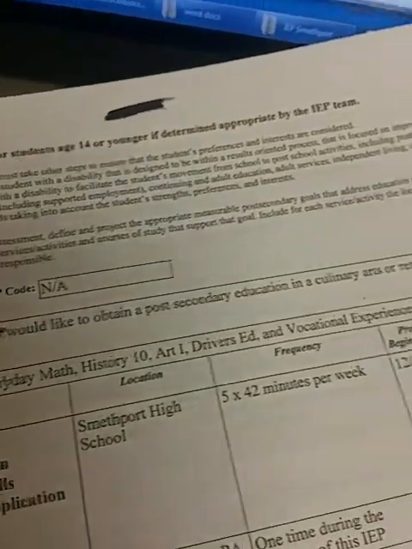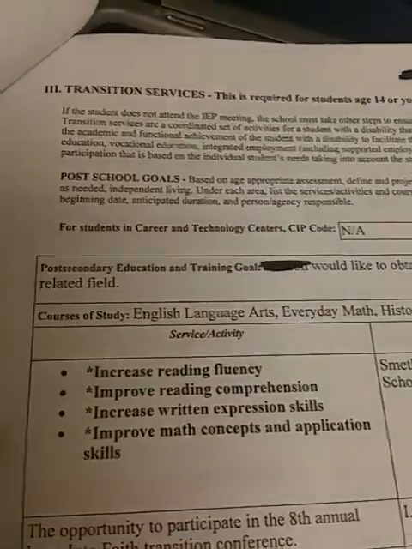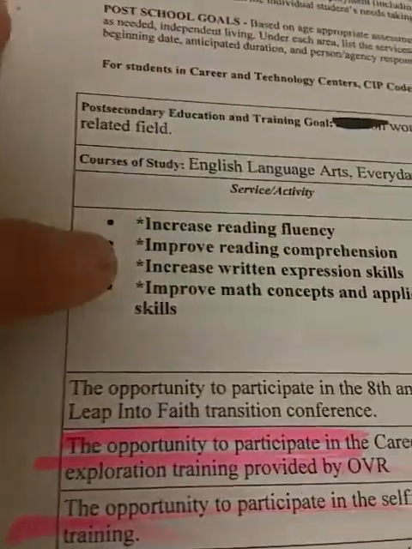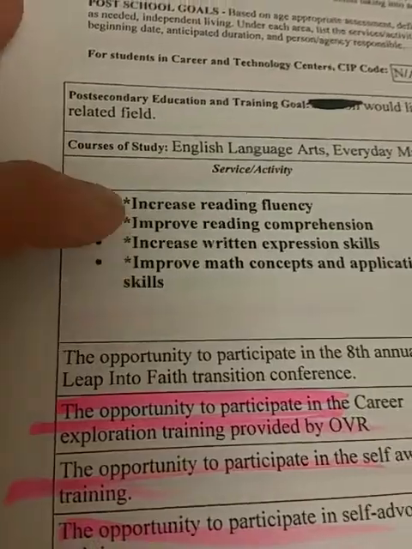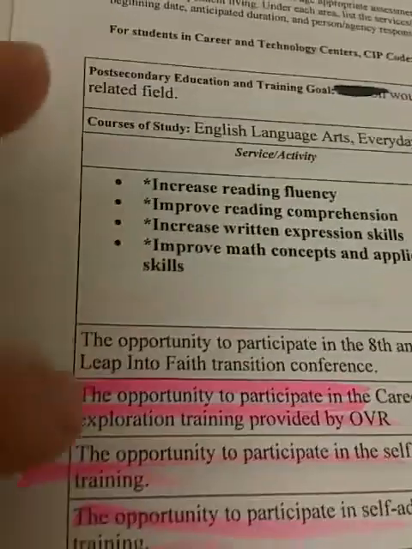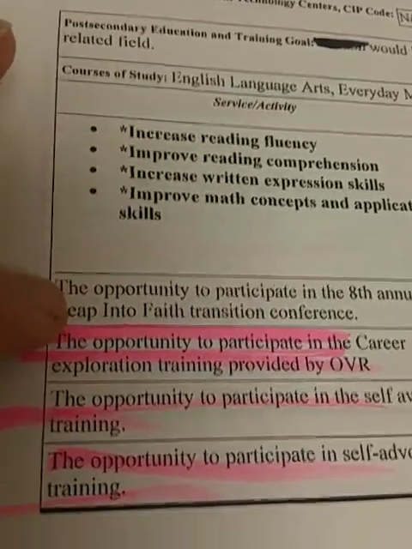Okay, so his goal is he'd like to obtain a post-secondary education in culinary arts or a retail-related field. So what are we going to do to help him get there? At minimum, we need to start working on all of his goals. Here are his goals right here. Okay, that's a service activity that should be in here. He's going to do a transition conference.